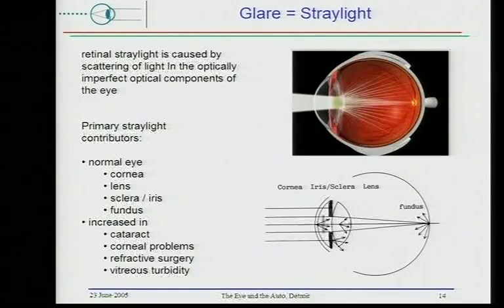The primary stray light contributors in the normal eye are the cornea and the lens, but also the sclera and the iris are a bit translucent, adding light scattered on the retina, and back reflection of the fundus is a fourth important component. But it increases in cataract, and of course that has had a lot of attention today, but also in corneal problems, also in refractive surgery, also in vitreous turbidity, and there are a lot more conditions where straylight increases.